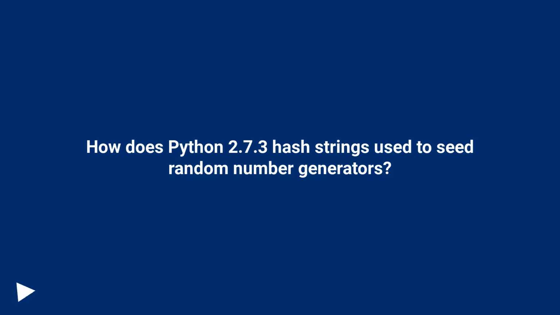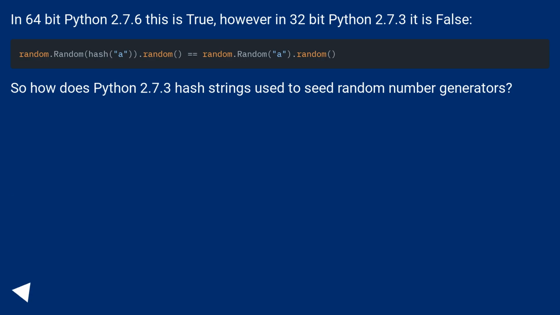How does Python 2.7.3 hash strings use to seed random number generators? In 64-bit Python 2.7.6 this is true. However, in 32-bit Python 2.7.3 it is false. So how does Python 2.7.3 hash strings use to seed random number generators?